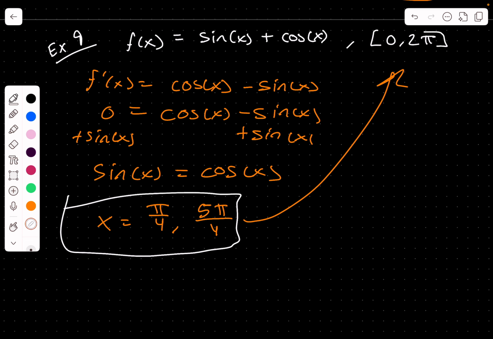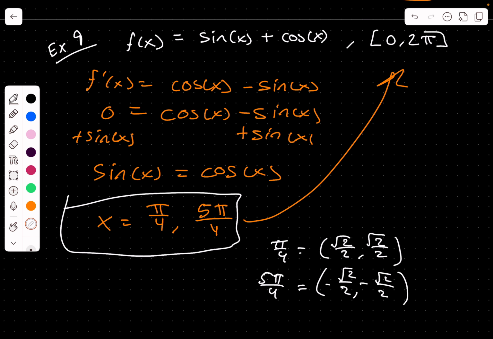And I don't want to make you pull up the unit circle. So at pi over 4, we have this value, and at 5 pi over 4, we have this value. So this is sine, this is cosine, right? At pi over 4, these are equal, and at 5 pi over 4, these are equal because they're the same value. So that's why our answer is going to be x equals pi over 4 and 5 pi over 4. I hope that helps a little bit more.